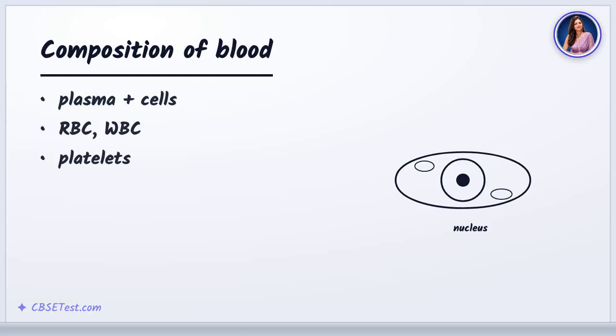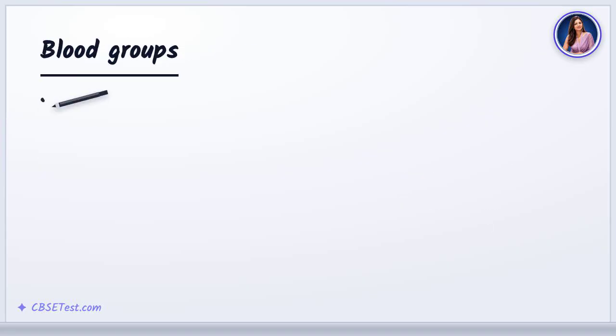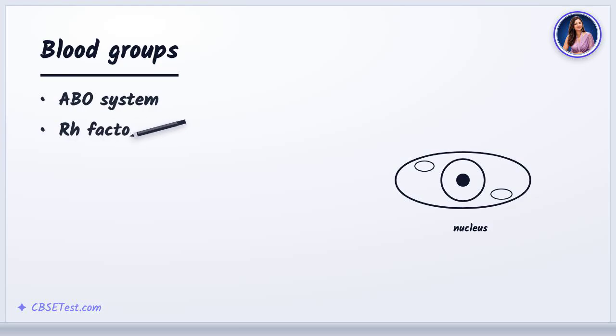Red blood cells carry oxygen, white blood cells fight infection, and platelets help in clotting. Human blood is classified by the ABO system into groups A, B, AB, and O, and by the Rh factor as positive or negative. Matching them is vital for safe transfusion.